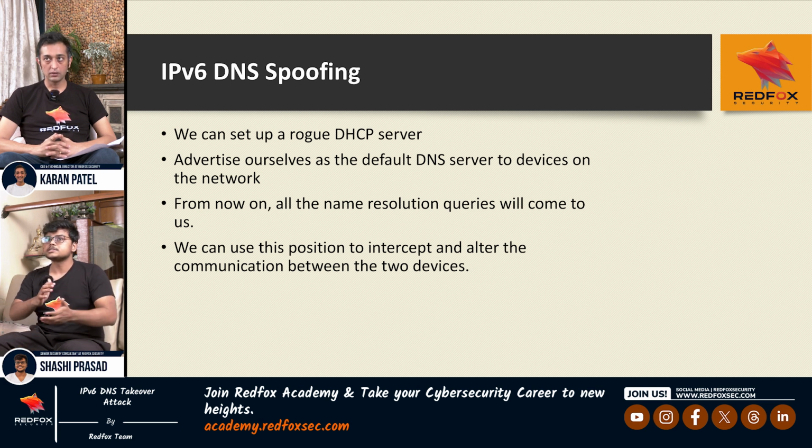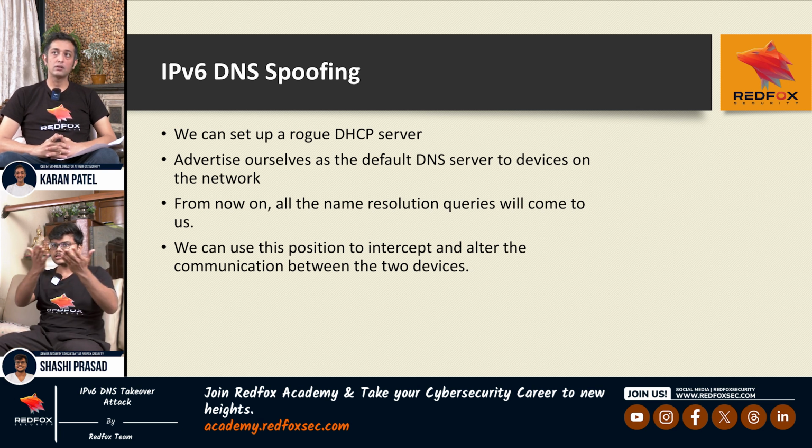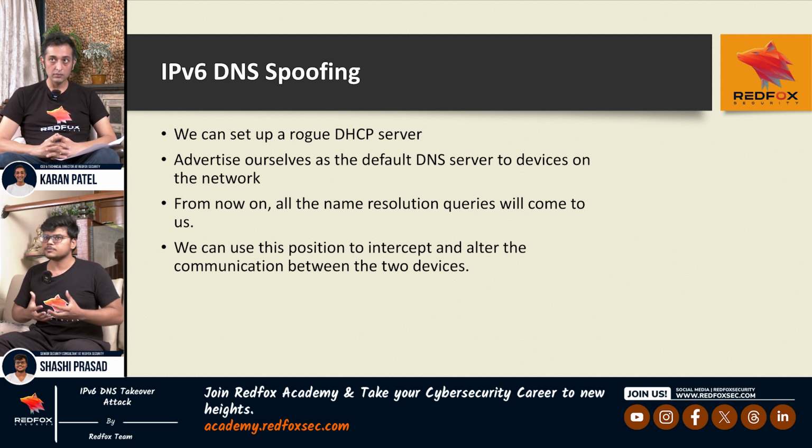So this is what IPv6 DNS spoofing is. These are the steps. Basically, we set up a rogue DHCP server. Then we advertise ourselves as the default DNS server to the devices on the network. From now on, all the name resolution queries will come to us, and we can intercept those queries and change them according to our needs.